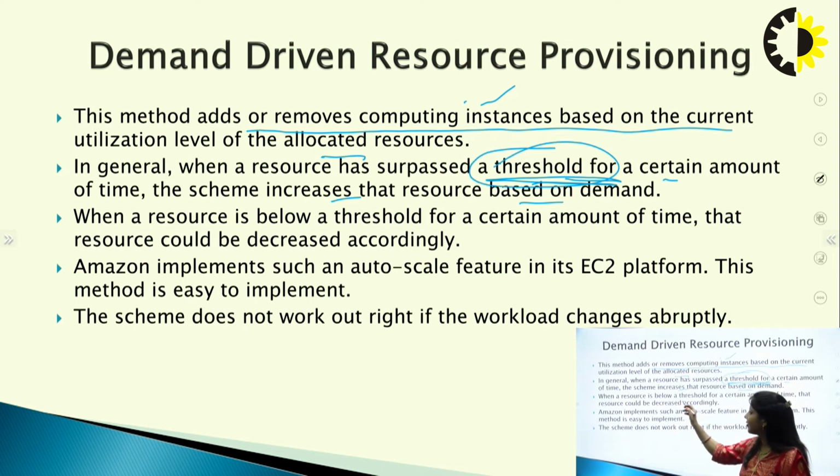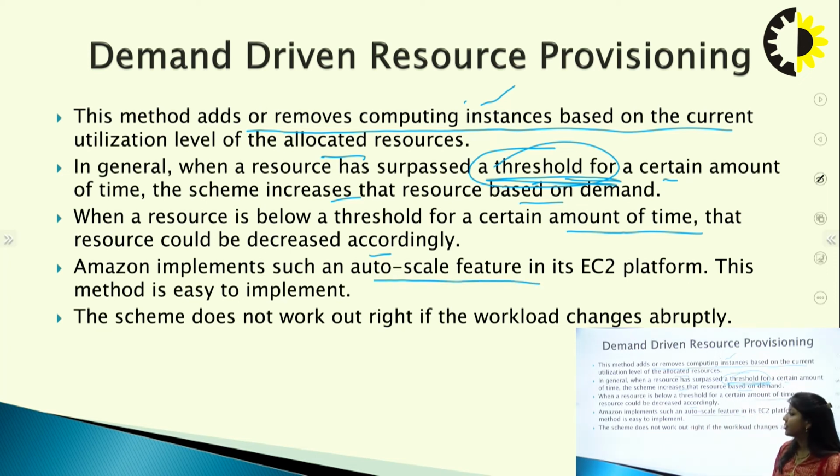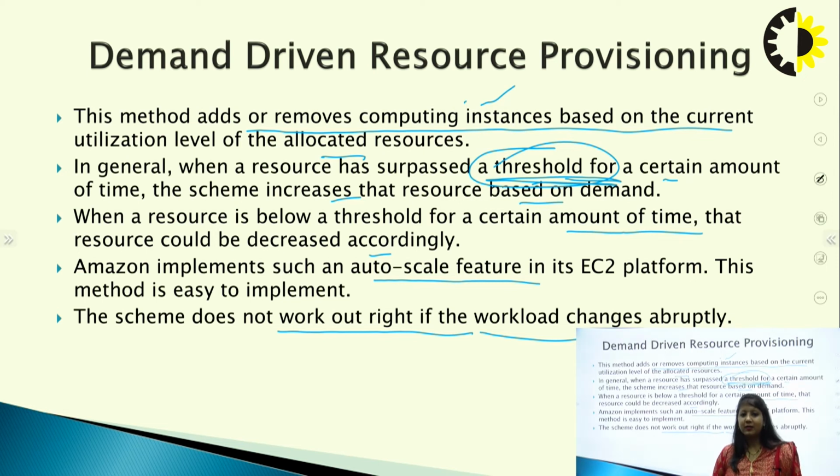Next, when a resource is below a threshold for a certain amount of time, then the resource should be decreased accordingly. So like Amazon implements an auto scaling feature. So Amazon has already made it an automatic system. So automatically resources will increase or decrease as per the threshold. So this scheme doesn't work outright if the workload changes abruptly. So if there are abrupt changes in the workload, then the auto scaling feature will not work.